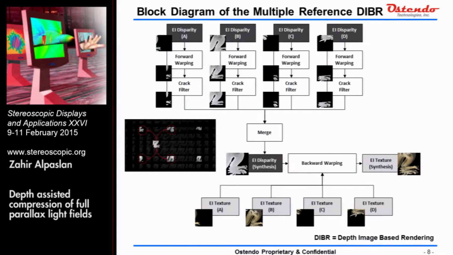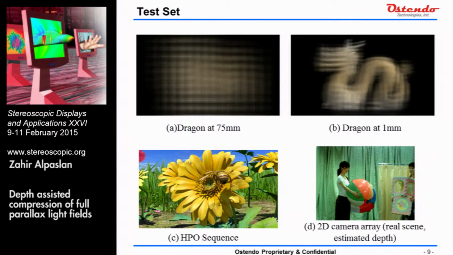We basically select lots of references. But then, to reduce the complexity and also the memory footprint at the decoding side, we do a slightly different DIBR. At first, we just perform forward warping, crack filling, and the merge algorithm with the disparity information only. And then once we get the merged disparity information, we use the texture to synthesize the texture of the target elemental image.